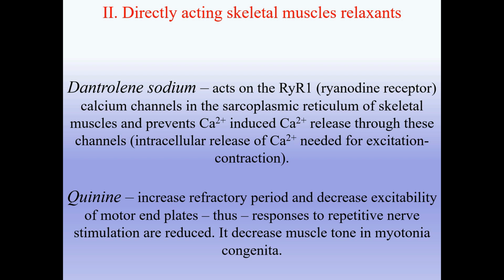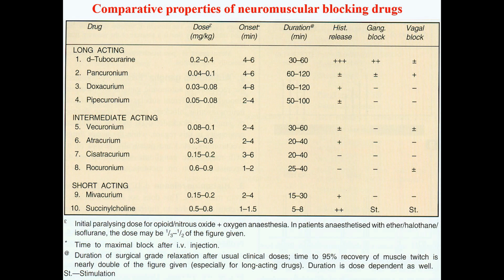Quinine increases the refractory period and decreases excitability of motor end plates. Thus, responses to repetitive nerve stimulation are reduced. It decreases muscle tone in myotonia congenita. And on this slide you can see comparative properties of neuromuscular blocking drugs. For example, long-acting tubocurarine, pancuronium, doxacurium, pipecuronium; intermediate-acting vecuronium, atracurium, cisatracurium, and rocuronium; short-acting mivacurium and succinylcholine. Their doses, onsets, durations, histamine release, ganglionic block, and vagal block.